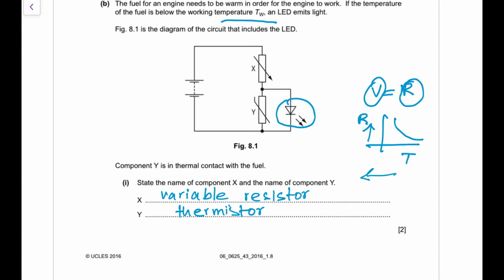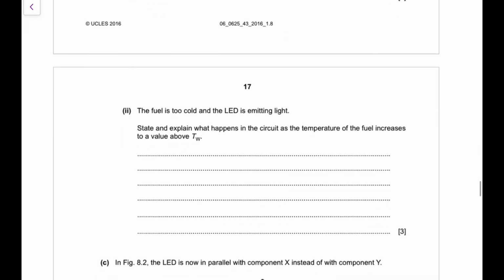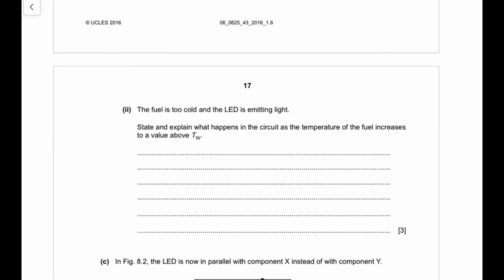Now, if the potential difference across the thermistor increases, that means the LED will light up. 2. The fuel is too cold and the LED is emitting light. State and explain what happens in the circuit as the temperature of the fuel increases to a value above the value TW.